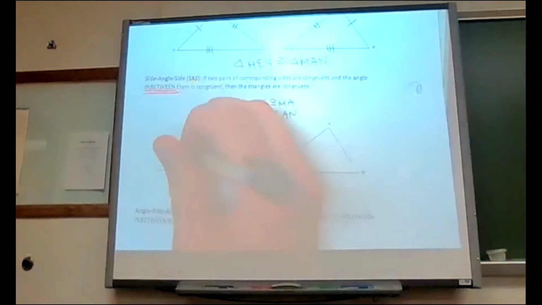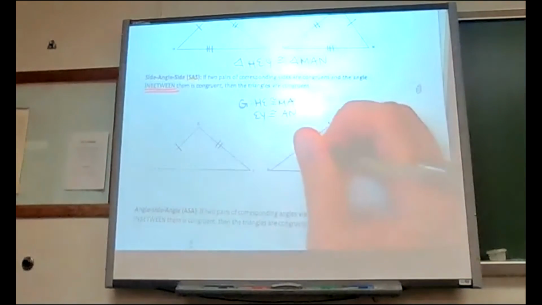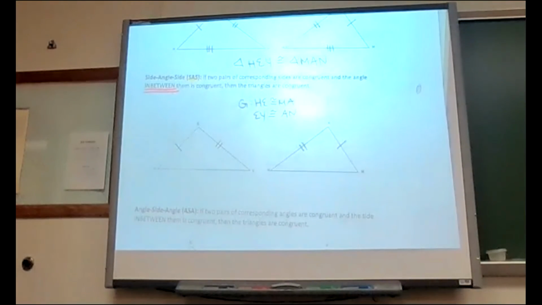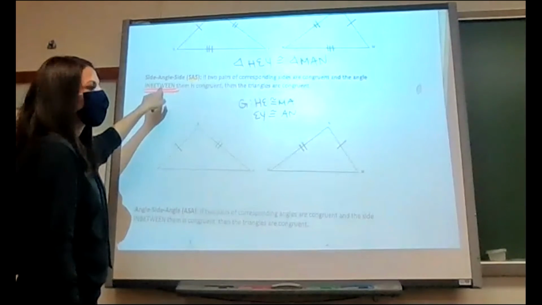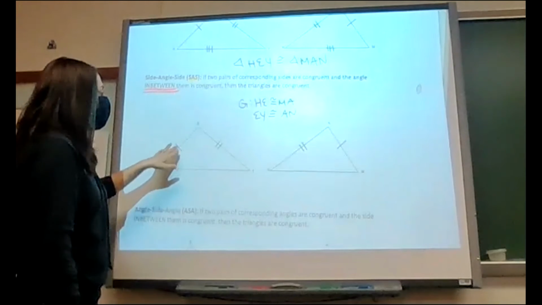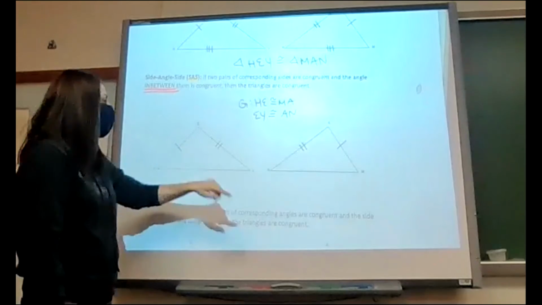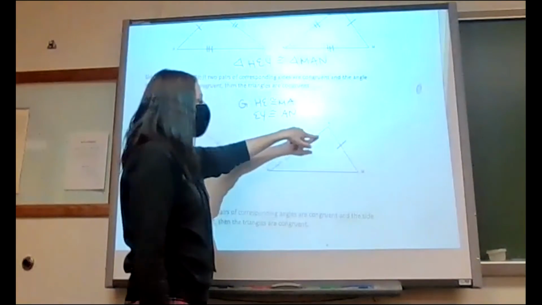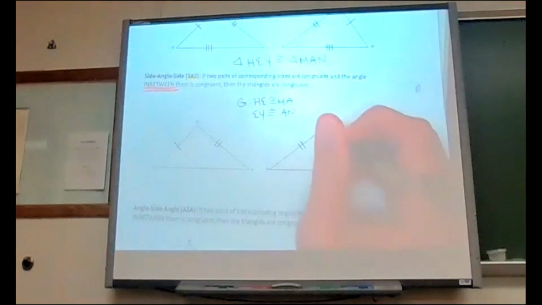And I'm going to mark it. HE to MA, EY to AN. If I knew those 2 pieces, and the third piece is going to be an angle, the only way it would lead me to say the triangles are congruent is if it's the angle in between those 2 sides. Which angle is in between the 2 sides that I have in my triangle? A, yes, on this one. Angle A is between those 2 sides. So I'd have to know that angle A is congruent to which angle?